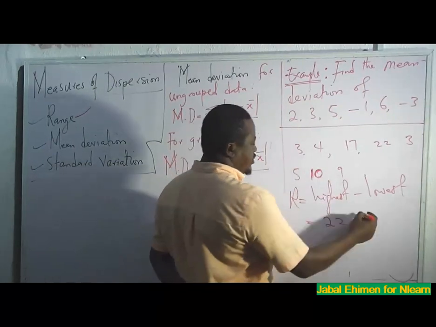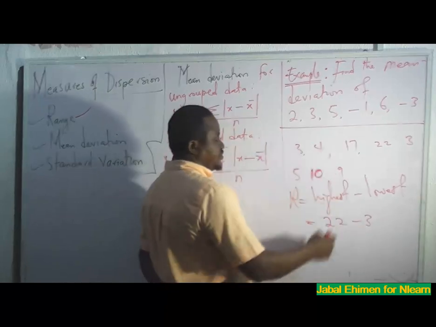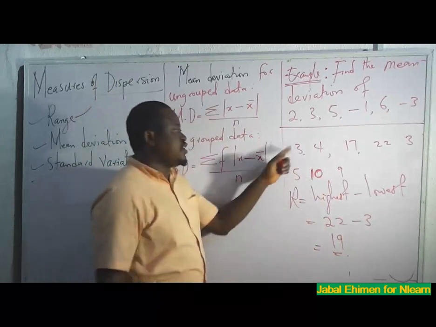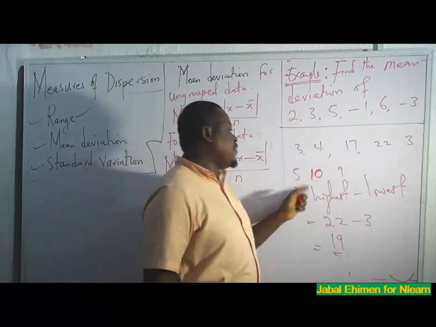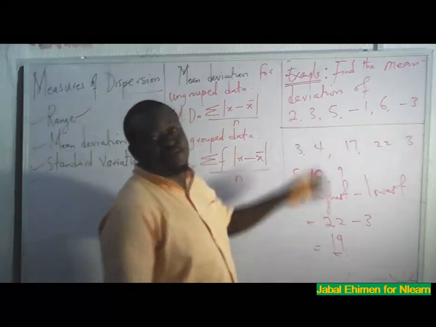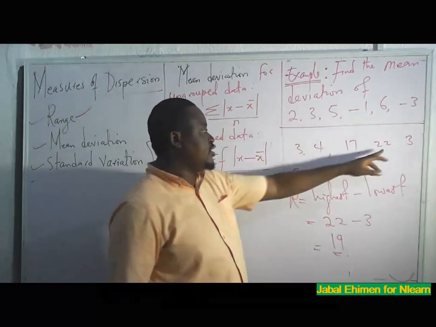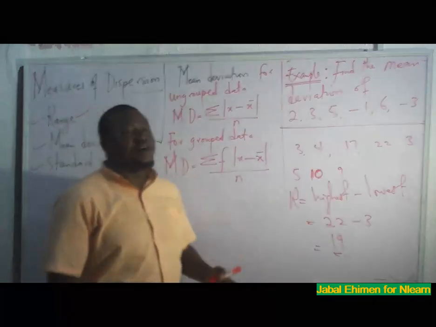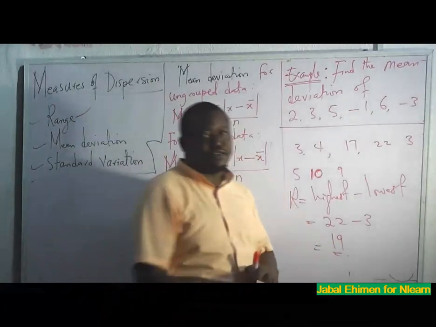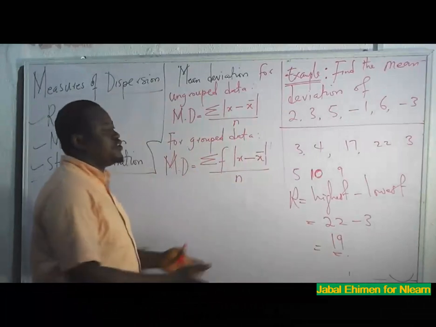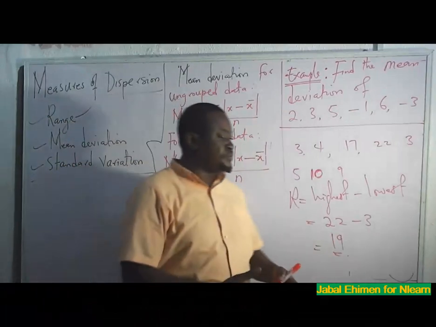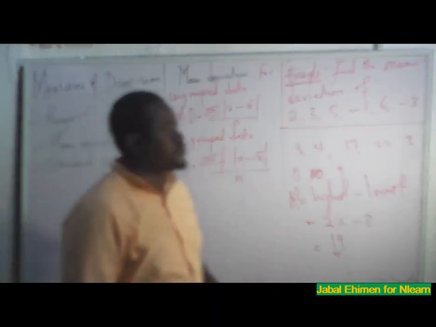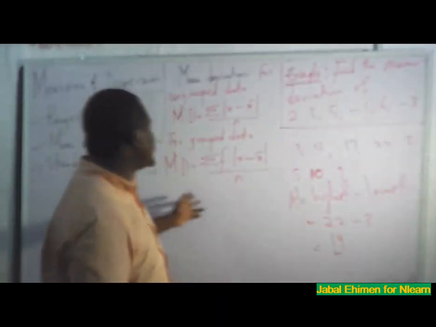So the lowest value here will be 3. So if I have 22 minus 3, that will be 19. Yeah, this is 10. So we have 3, 4, 17, 22, 3, 5, 10, 9. The highest of all these values is 22 and the lowest is 3. So remember, the range of any value is the highest value minus the lowest value. That's what we call the range, a measure of dispersion.